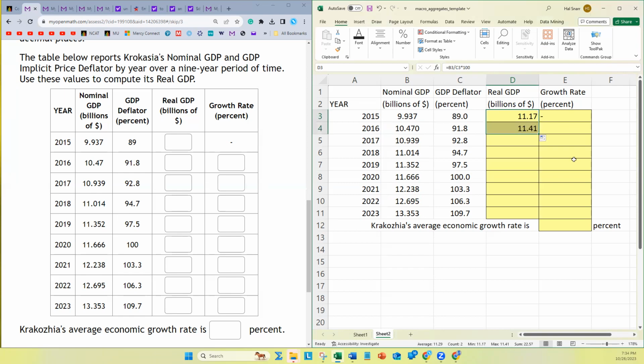Do the same thing for the year 2016. This is in 2016 dollars. I want to value it in 2020 dollars. I don't want 2016 dollars. I want 2020 dollars, right?